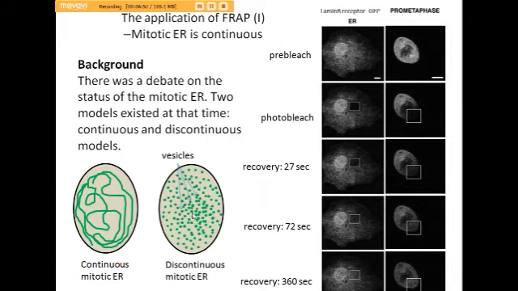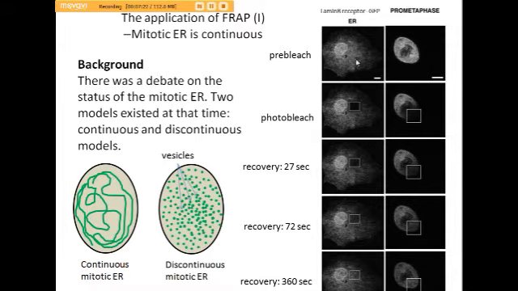So it sounds more reasonable for the discontinuous mitotic ER model. This is because when the ER disassembles into many vesicles, it is easier for the cell to divide the ER into two parts, to divide ER equally into two daughter cells. However, using FRAP, it has been shown that the mitotic ER is continuous.